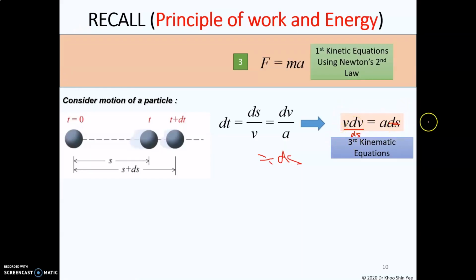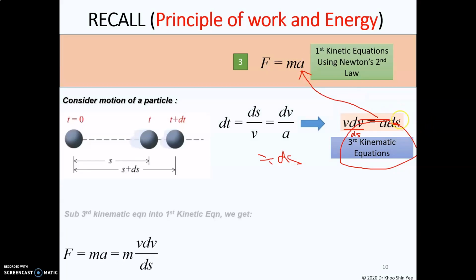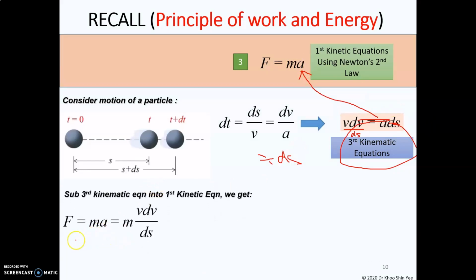Let's divide both sides by dx, and you should be able to obtain a equal to v dv divided by dx. Once you substitute the third kinematic equation into the kinetic equation here, then you should be able to obtain this. Your f is equal to mv dv over dx. Let's multiply both sides by dx. Then this will cancel and you have f dx.